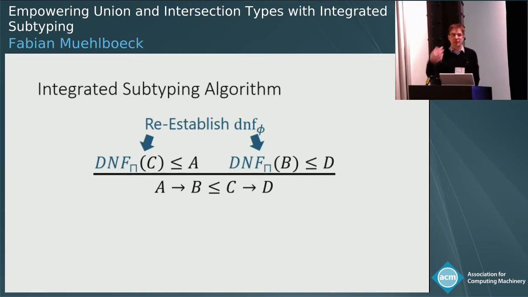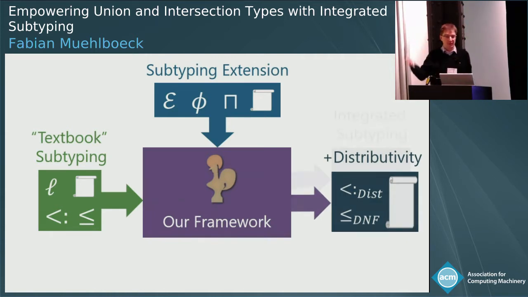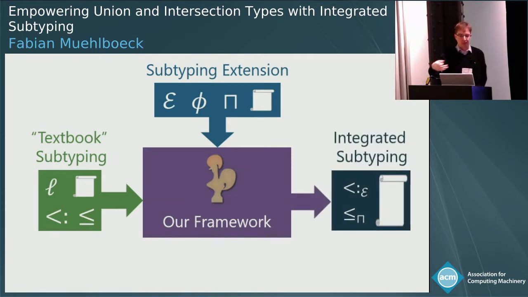Once we have these properties, we can do the same trick as we did for disjunctive normal form, but instead of just the disjunctive normal form operator, we apply DNF plus the intersector in the recursive steps of your literal subtyping rules. This is an easy change for the algorithm, and all the proof work is basically done by our framework to combine your simple textbook subtyping relation with your extensions to get not only distributivity, but what we call integrated subtyping, which is a sound and complete decision procedure for your textbook subtyping, plus whatever extensions you wanted to specify. So you have these small extensions with proportional proof work to whatever you wanted to specify there.